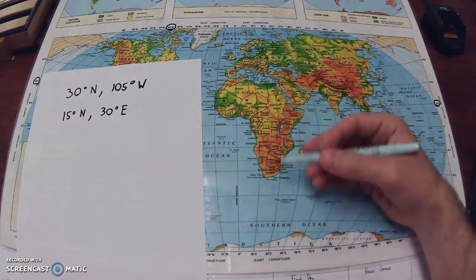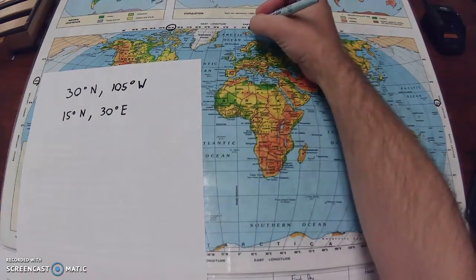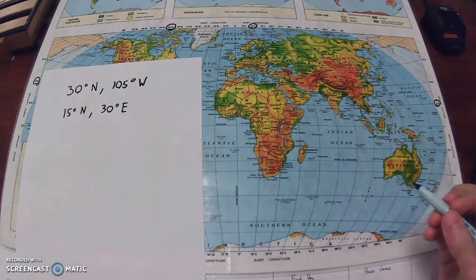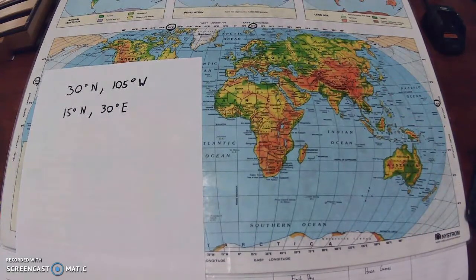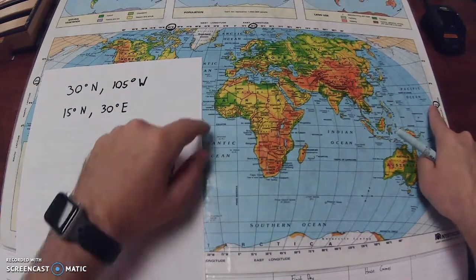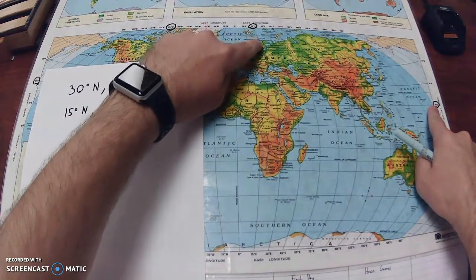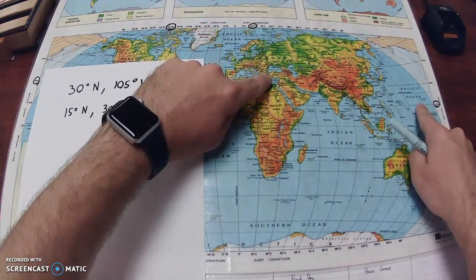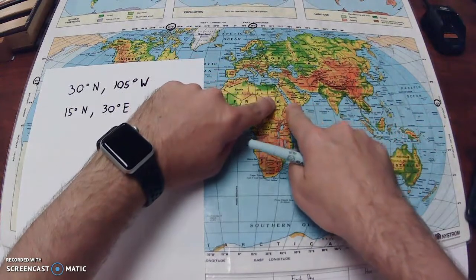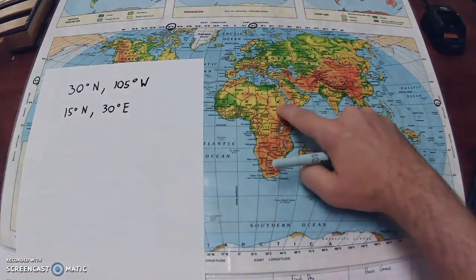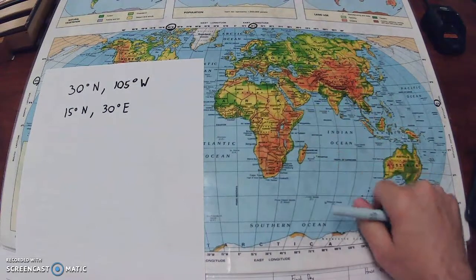Now you can use the top or the bottom of the map. We'll choose the top here, might be easier to see in the video. And then we use our lines to find our location. So we'll follow the 30 degree line and the 15 degree line over, and they cross right here in the continent of Africa.